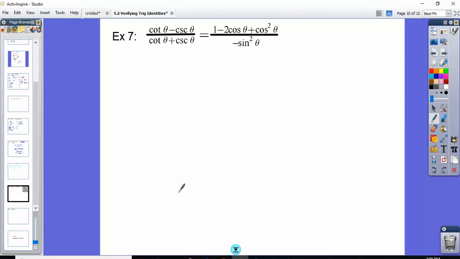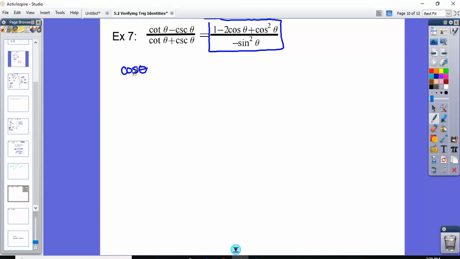So we have some options. I think both sides are pretty ugly. There's no real obvious, easy place to go. I like sines and cosines better than I do cotangents and cosecants, so maybe I'll make this my goal. But I know that if I get stuck, I might have to change that plan.